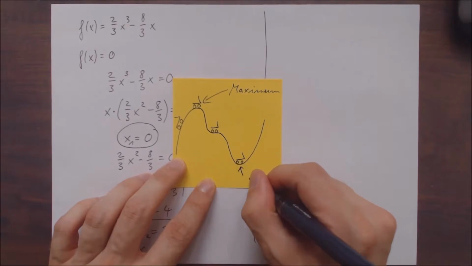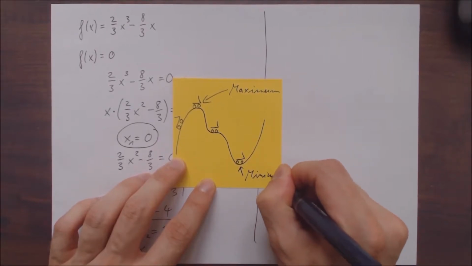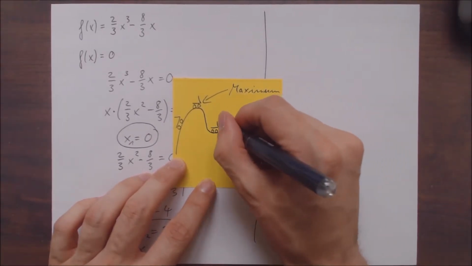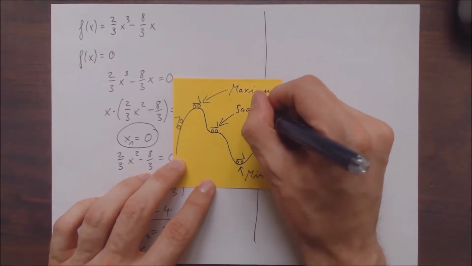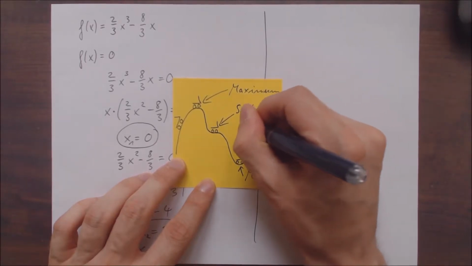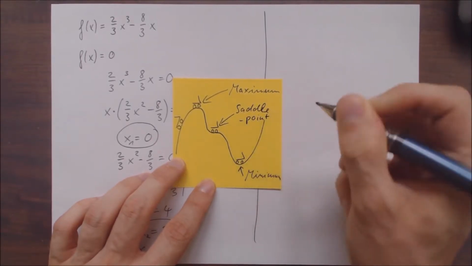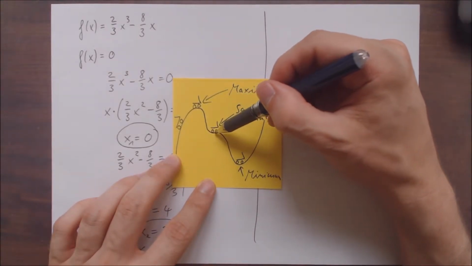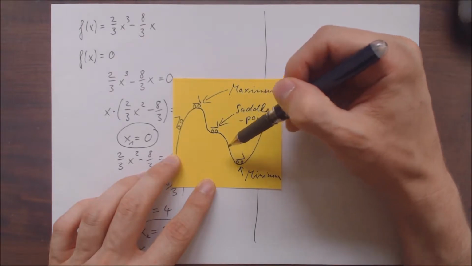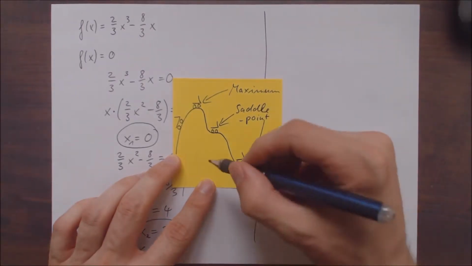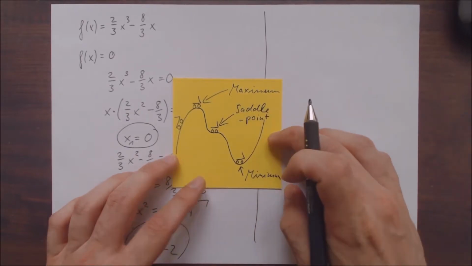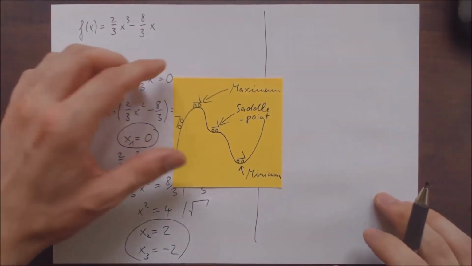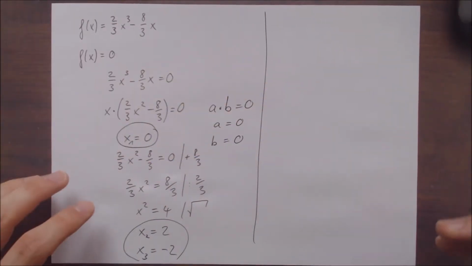This is called a minimum, because it is lowest here. And this one is a saddle point. So the saddle point, it goes downwards, and then saddle point, and it keeps going downwards. Or it can be also reverse, upwards, and then saddle point, and then keeps going upwards. So these are the three types of stationary points that we can have. And this is what we're doing here.